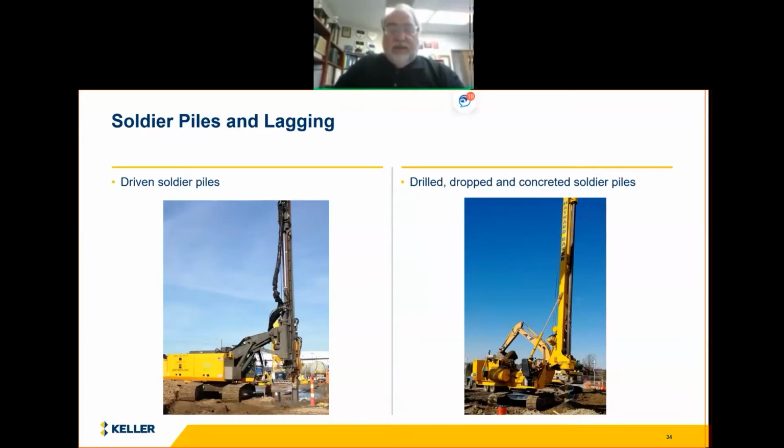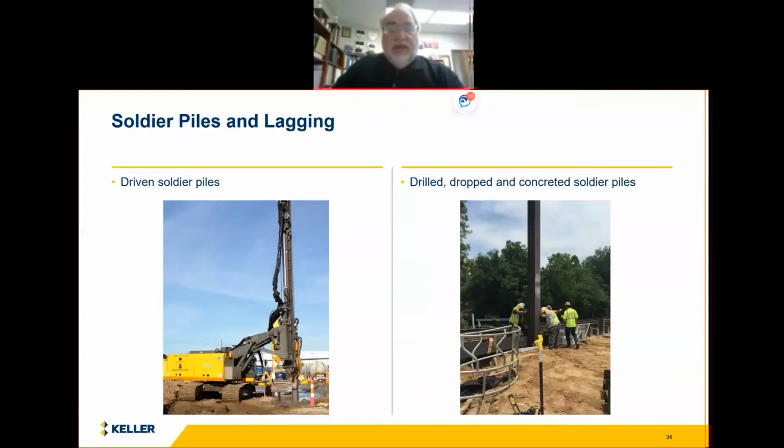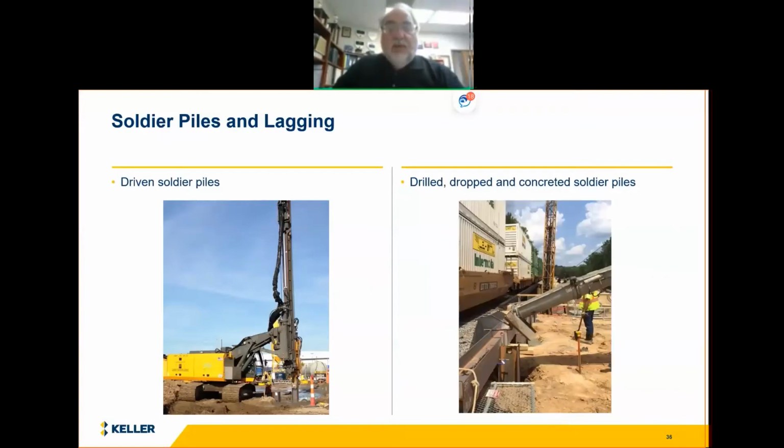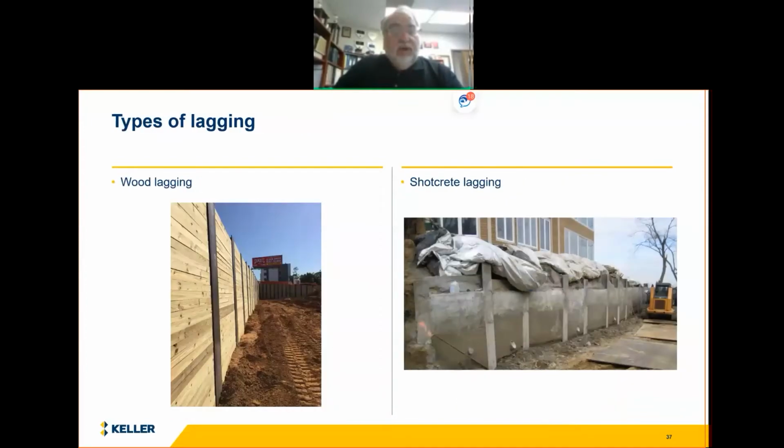And then on the right, you see here the drilled, dropped, and concreted solution, where we have a drill rig. We drill a hole using a caisson type drill. We then can carefully place or drop the beam and brace it in place, and then pour a lean mixed concrete that can be shipped out in between. So very, very popular solution as well.